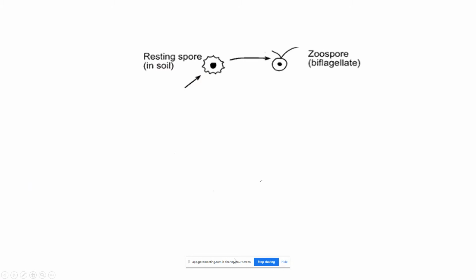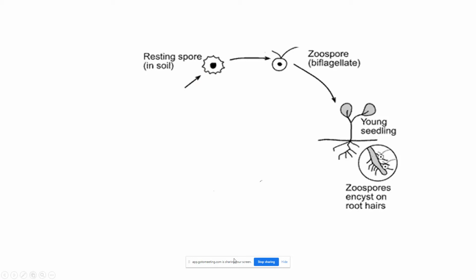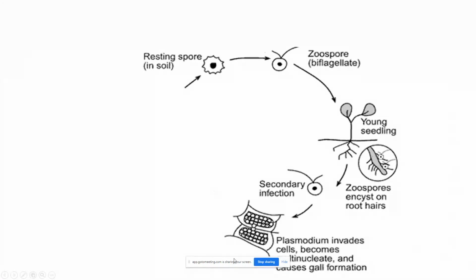When the conditions are suitable, the spores will germinate to form a swimming zoospore. These can swim in water films in the soil for about a centimeter or so through the soil water, and they're going to infect young host seedlings. They're going to encyst on the root hairs and infect and feed. And then they're going to cause a secondary flush of spores, and these cause the infection that leads to the symptoms that we're going to see on the roots.